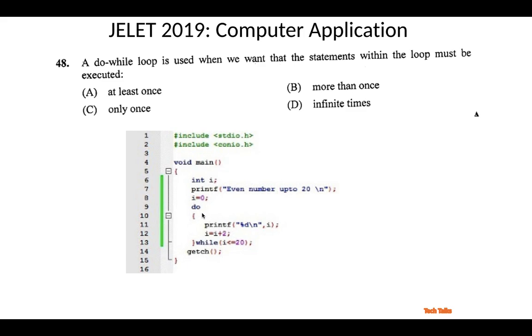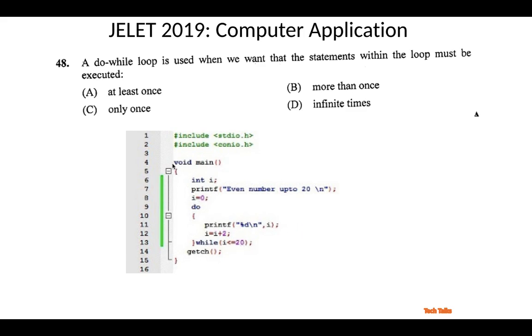So this will first print n percent d, n i, that is, it will print 50. Then i value will be increased to 52. Then it will check the condition while i less than or equal to 20. So here it will find that i value is 52, that is not less than or equal to 20. So this condition is false. So the program will exit, but it has already printed the value 50. So even if the condition is wrong, this print is already executed.